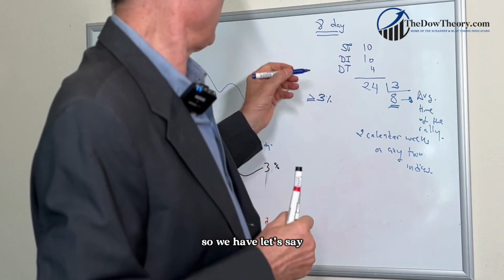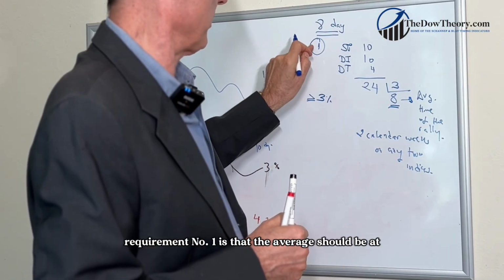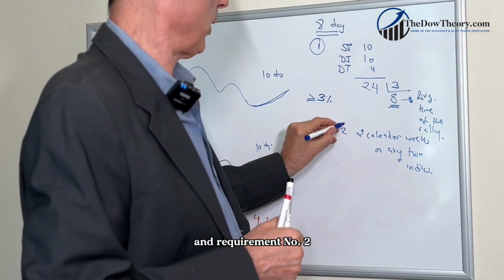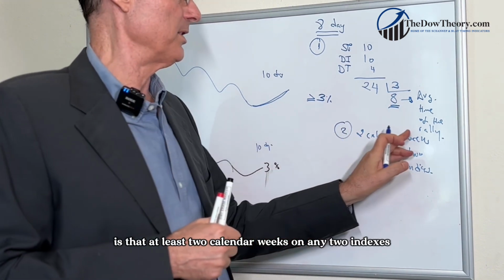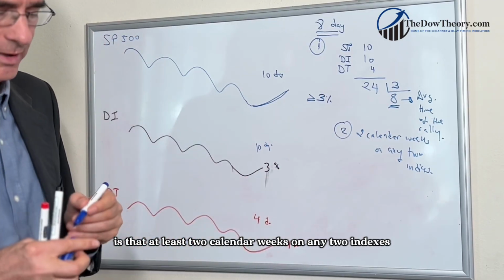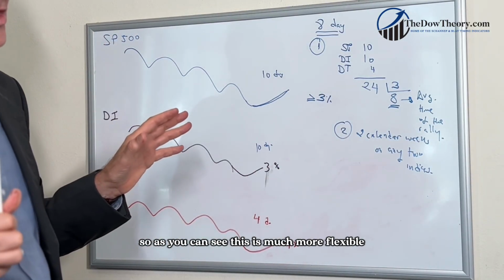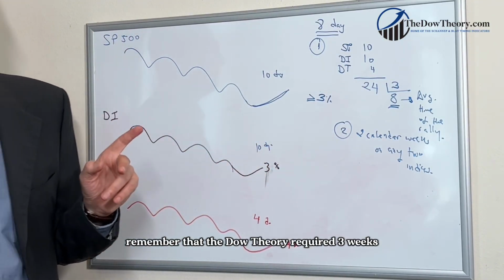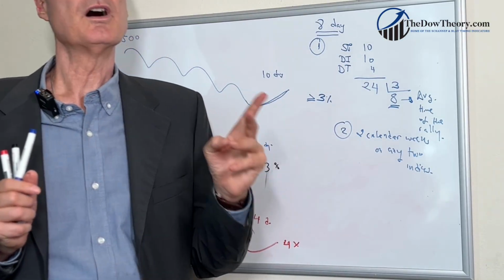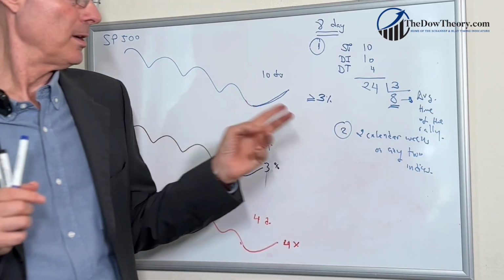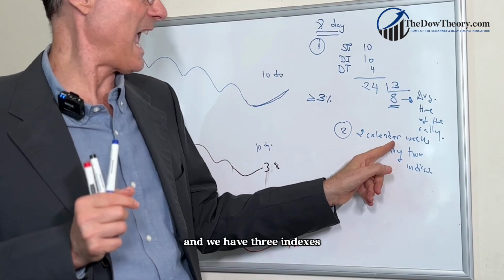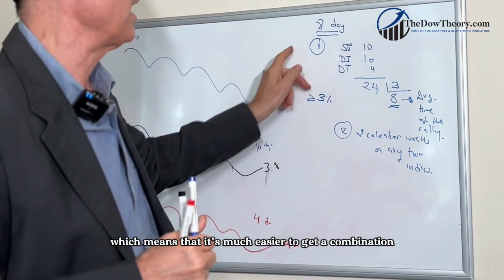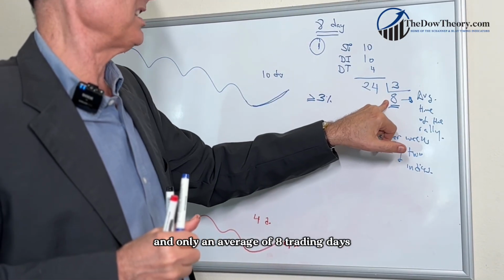So let's say requirement number 1 is that the average should be at least 8 trading days, and requirement number 2 is at least 2 calendar weeks on any 2 indices. As you can see, this is much more flexible than the classical Dow theory. Remember that the Dow theory required 3 weeks of confirmed prices. Here we already demand 2 calendar weeks, and we have 3 indexes, which means that it's much easier to get a combination, and only an average of 8 trading days.